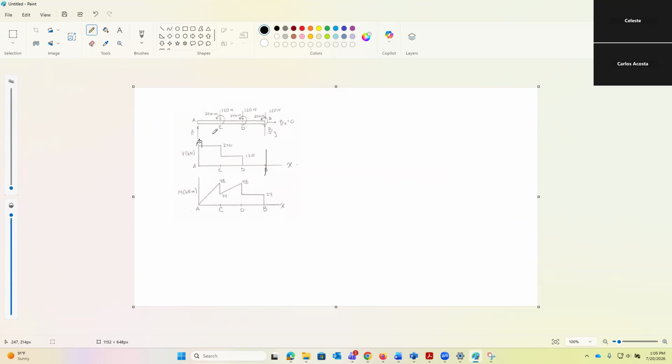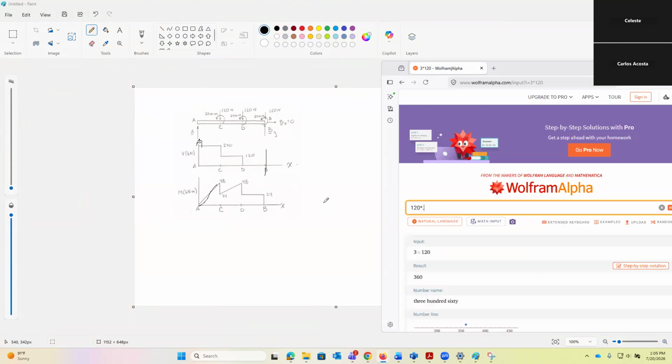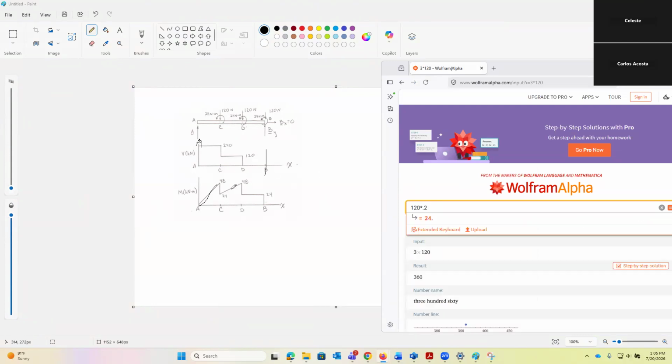Now we have the moment. Remember that we had it right here, I just erased it, but I have it here somewhere. So 120x. This is 120x because this distance is 0.2, so 120 times 0.2 is 24.